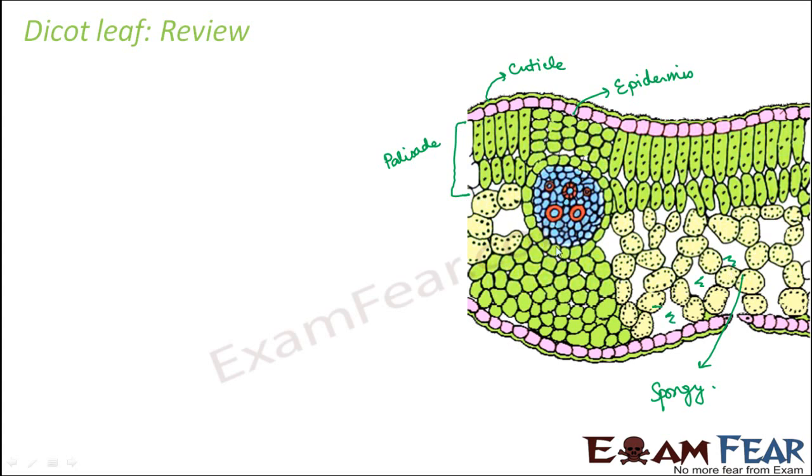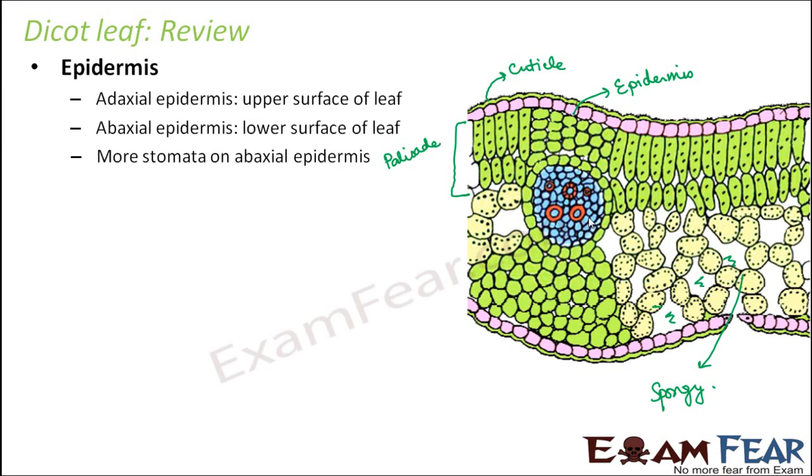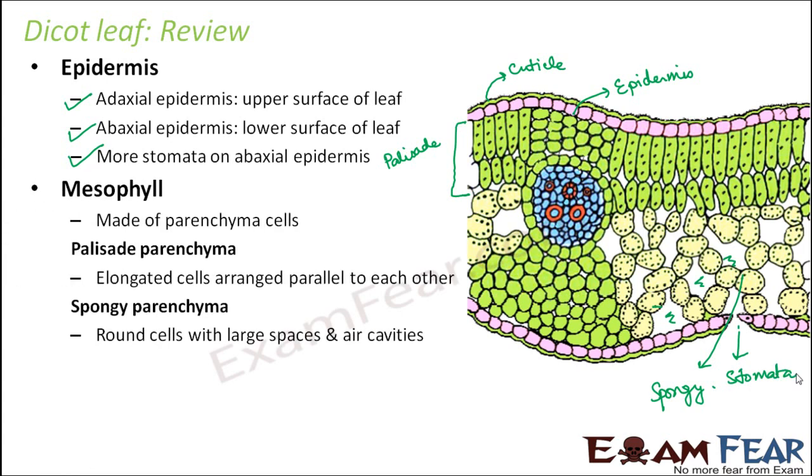What about the vascular tissues? This is the vascular tissue, the xylem and the phloem. Here the cross section of the vascular tissue is shown. These tissues will help in conducting the food which gets prepared in this mesophyll layer to different parts of the leaf. Here is the adaxial epidermis, that is the upper surface of the leaf, and the abaxial epidermis, the lower surface. There are more stomata on the abaxial epidermis. That means the lower surface generally has more stomata. However, in some plants it is more on the upper surface. Mesophyll is made up of parenchyma cells.